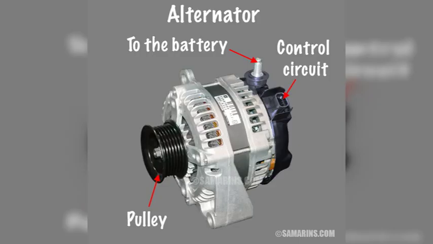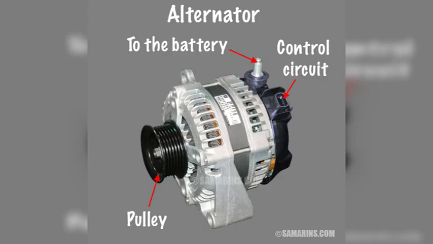Many cars have an alt or gen light on the dashboard that indicates a problem with the charging system. If this light comes on while you're driving, it means the alternator is not charging the battery properly. You should pull over to a safe location and have your car towed to a mechanic as soon as possible. By understanding how the alternator works and the symptoms of a failing alternator, you can take steps to diagnose and address the problem before it leaves you stranded on the side of the road.